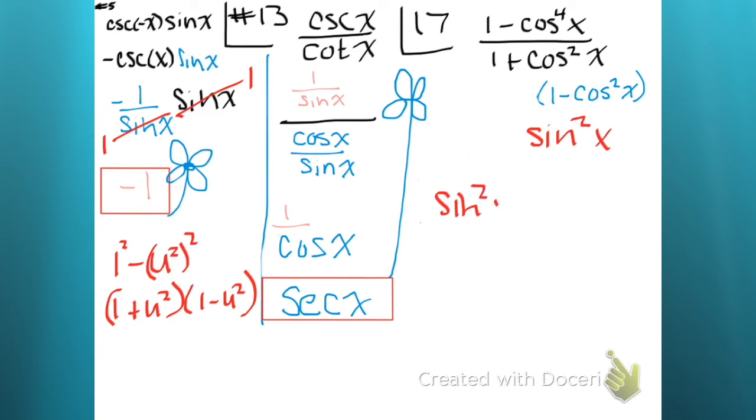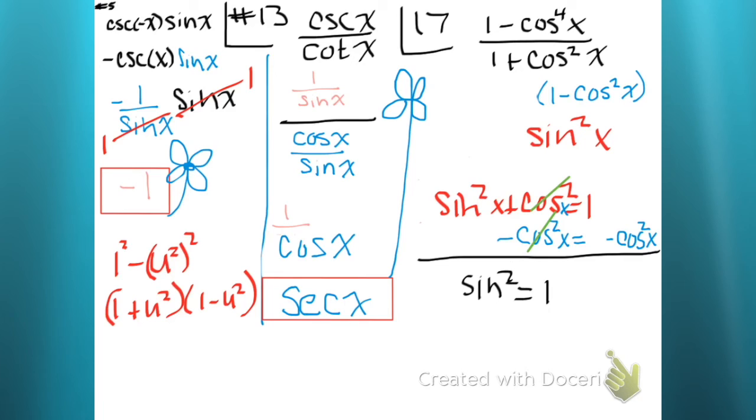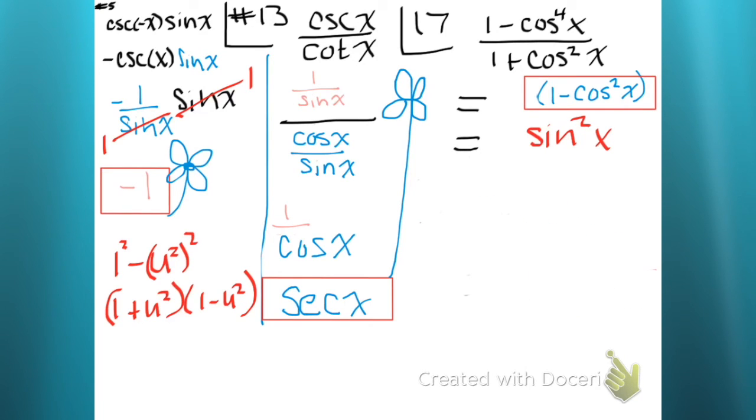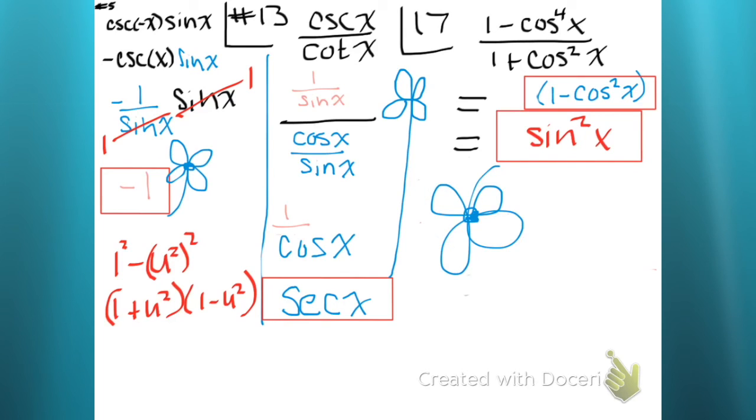Now what do I have? It's the sine squared of x. Why? If I took my Pythagorean identity and subtracted off the cosine squared from both sides, then on the left side I'm left with the sine, and on the right side, I have 1 minus cosine. That was a little fast, don't you think?